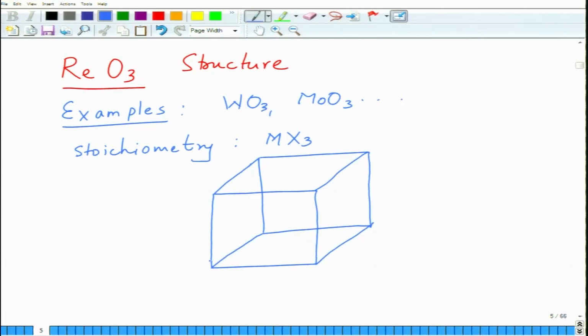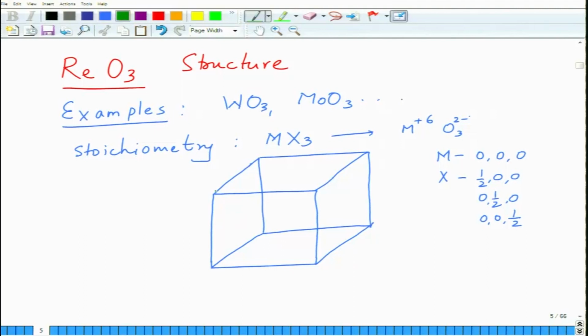So, you can see that in this kind of structure, M is a plus 6 ion, and you have 3 oxygen ions which are 2 minus, and there are 3 of them. Okay. The atomic positions happen to be M at 0 0 0 and X at half 0 0 kind of positions, 0 half 0 and 0 0 half type of positions. It is a primitive cubic lattice.